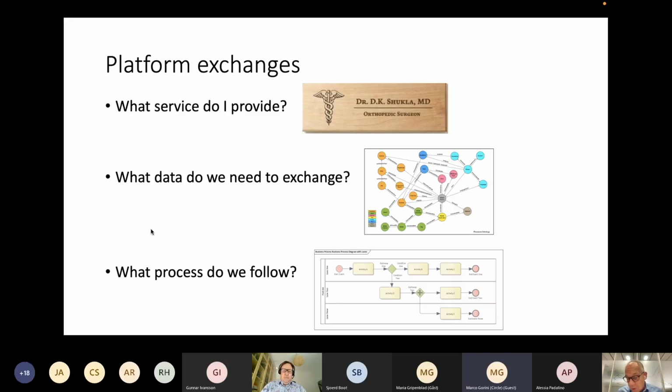If I lose you at some point, don't hesitate. Just raise your hand. I mean, that will be okay. If I lose you, then let me know. Yeah, excellent, Henk. I think it's very well explained. Quite clear on what service, what data, the process.